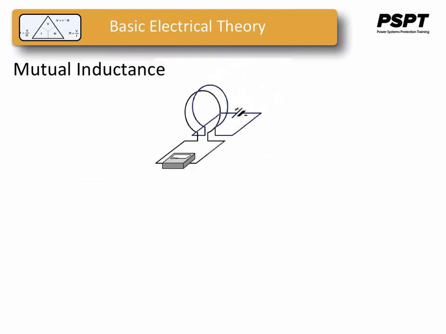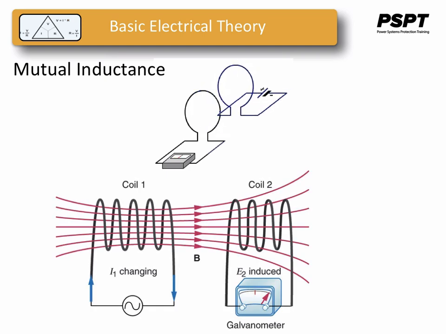If two coils of wire are brought into close proximity with each other so that the magnetic field from one is linked to the other, a voltage will be generated in the second coil as a result. This is called mutual inductance. The key here is that the induced coil experiences a change in flux over a period of time because of the changing flux in the primary coil.